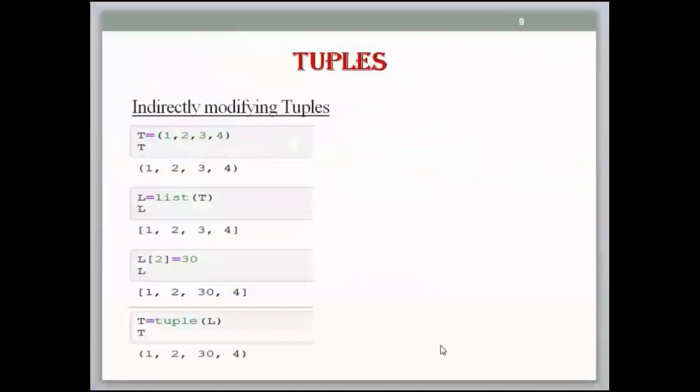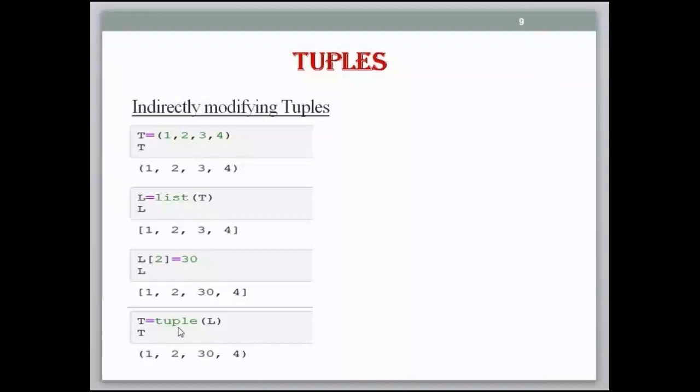There is one more way to modify a tuple. How? Like a tuple, you can convert it into a list because list is a mutable type. So after converting into a list using the list function, now you can change any of the elements like this. Suppose I have used L[2] equals to 30. I have given this number as 30 and I have printed L.